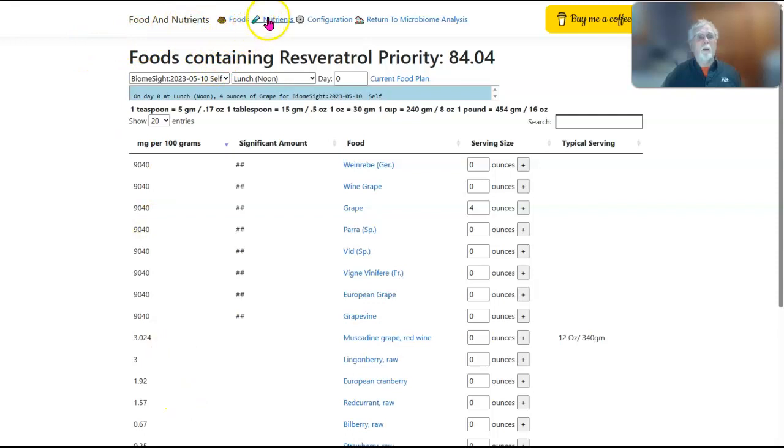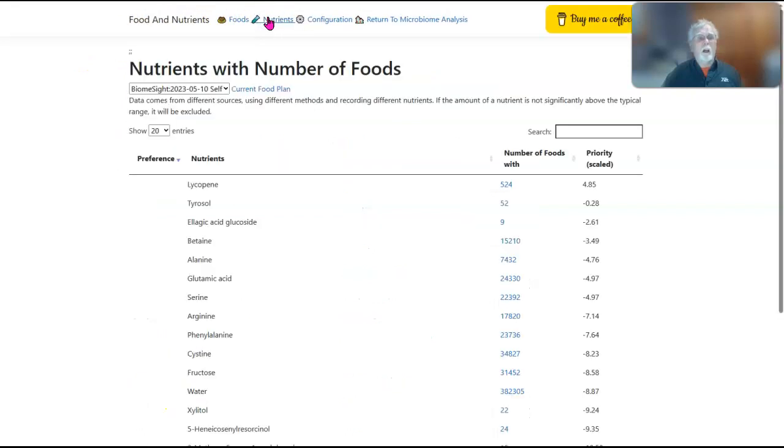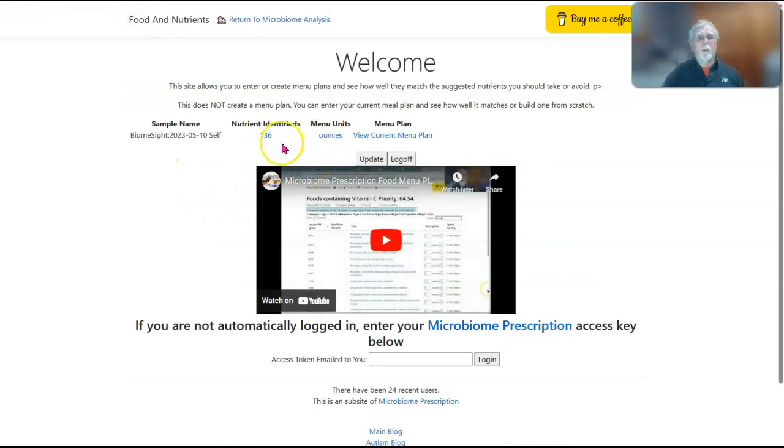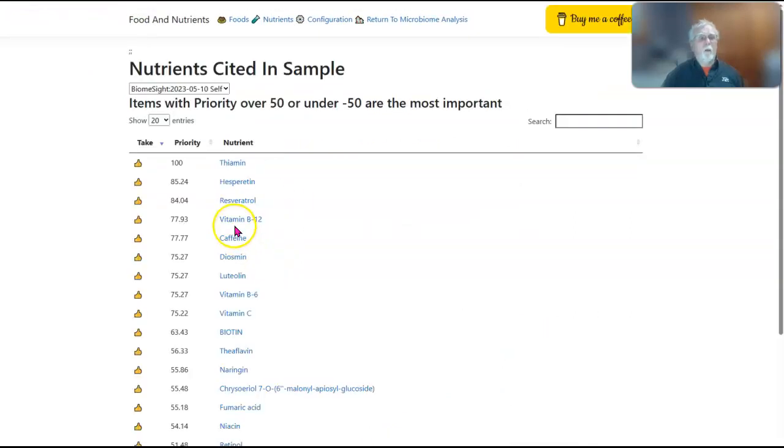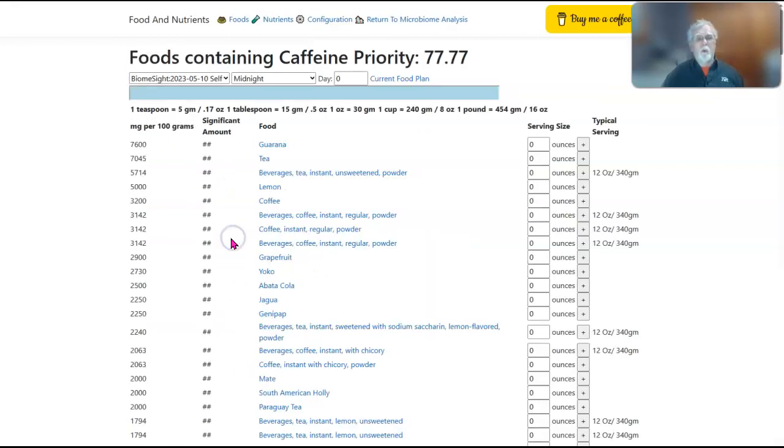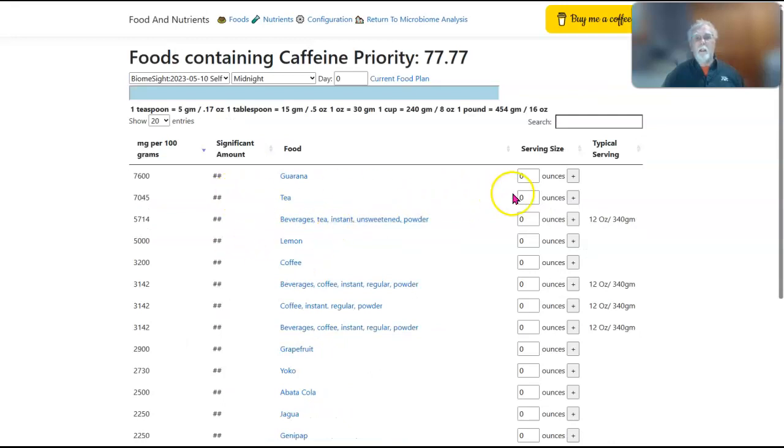And let's go back to the nutrient list, and actually let's go back here. This is a bit easier to work with. Vitamin B12, again, available as supplement. Caffeine, you can add in coffee. Let's see what coffee. Actually, tea is much better.